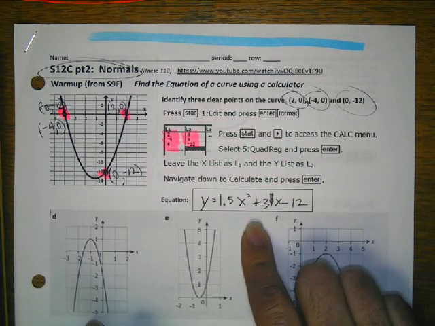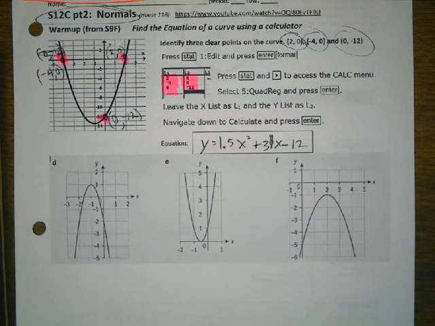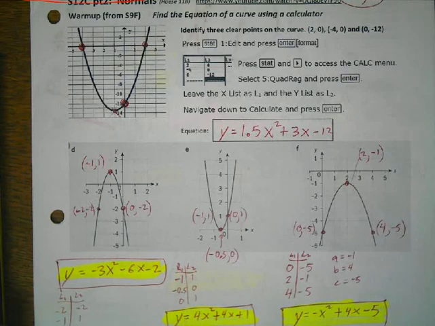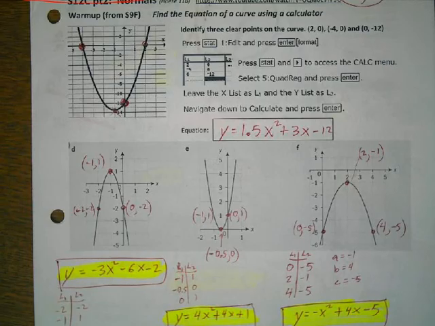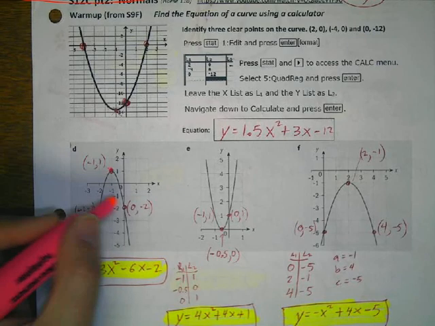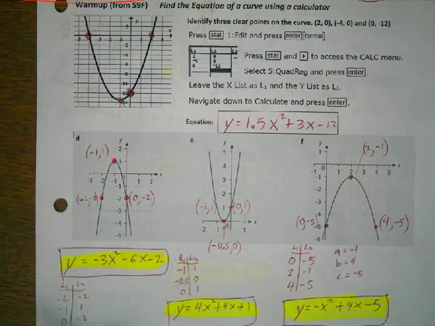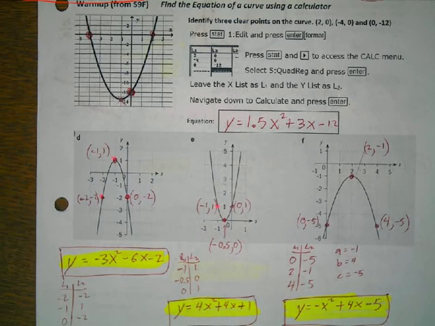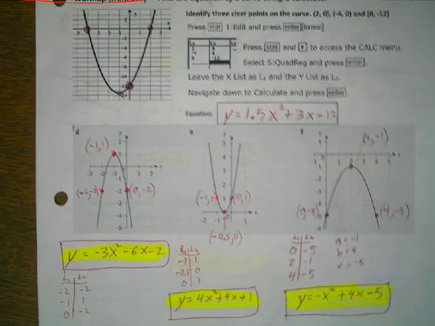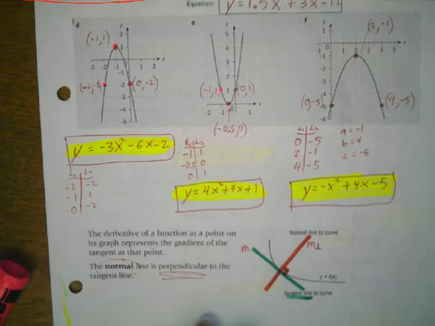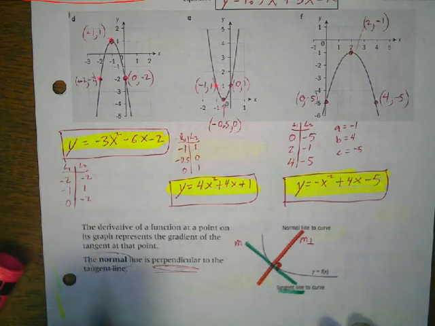Okay, so you do that same steps for all of these, and you will get these answers. The points I used here are (-2, 2), (-1, 1), (0, -2). Okay, so you may want to hit pause to copy this down.